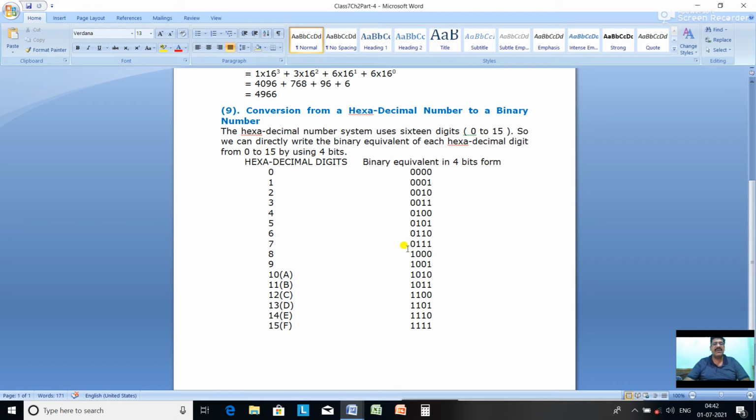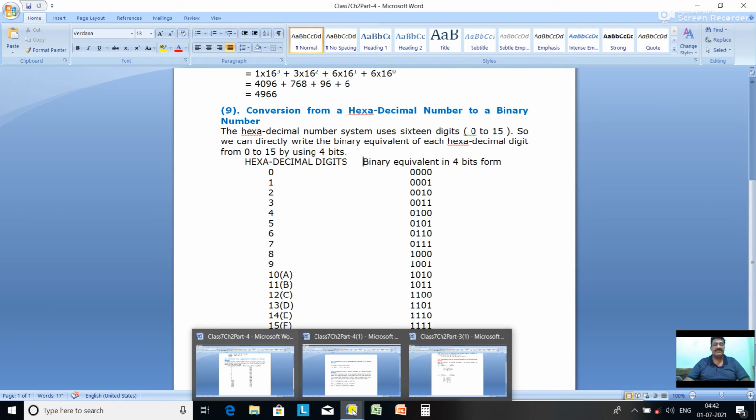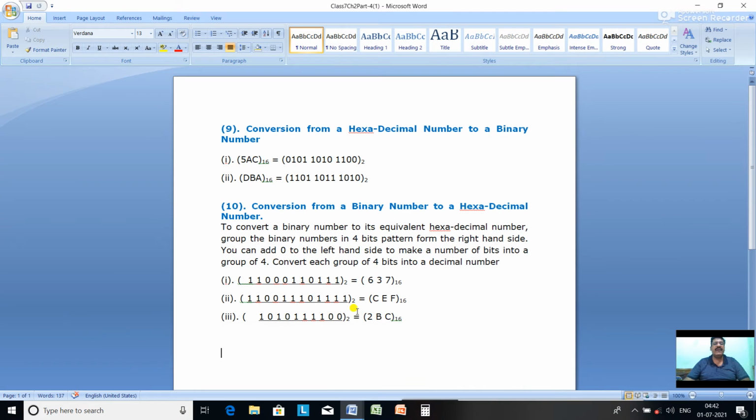The same way 7, 8, 9, 10. Binary of 8 is 1000. Binary of 9 is 1001. Binary of 10 is 1010. So you can check all this binary by dividing by 2. So we'll be using this table, and using this table we can convert a hexadecimal number to a binary number.